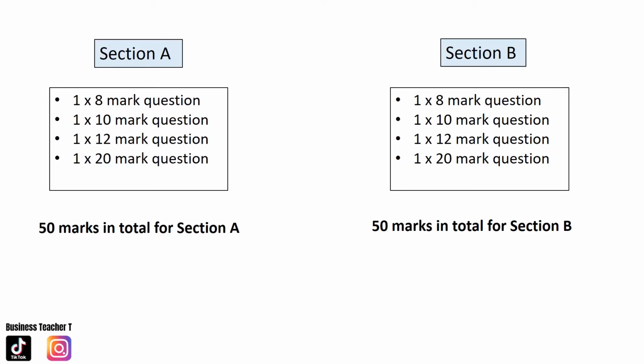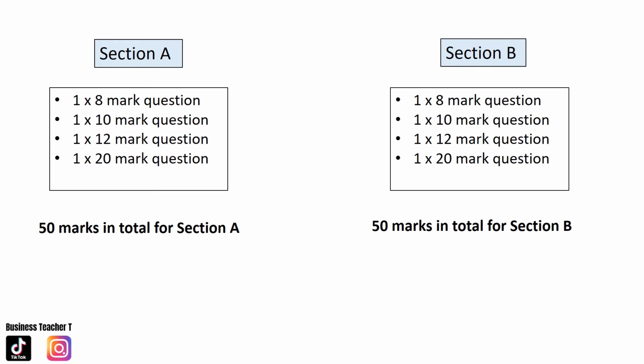So for section A and section B in your paper, there's one 8 marker, one 10 marker, one 12 marker, and one 20 marker. So in total, 50 marks for section A and 50 marks for section B. You do need to manage your time effectively. It will be slightly challenging as there aren't any short answer questions like 4 markers with calculations to whiz through, or a 4-mark explain question that you can start off with. You go straight into an 8-mark question.